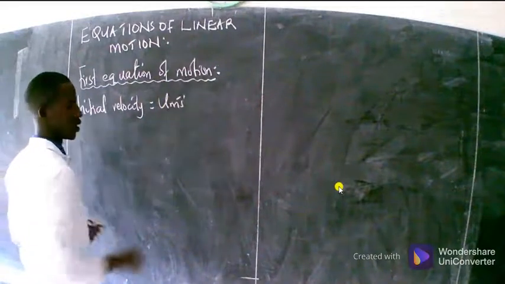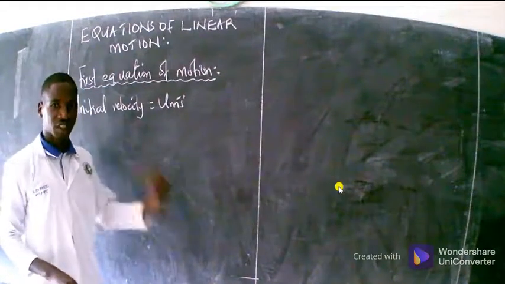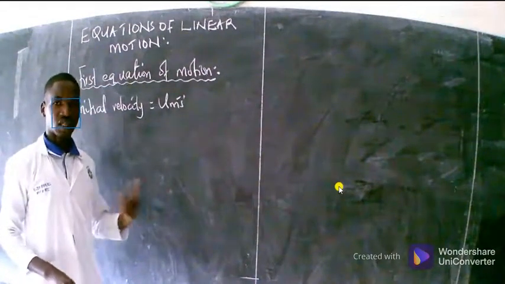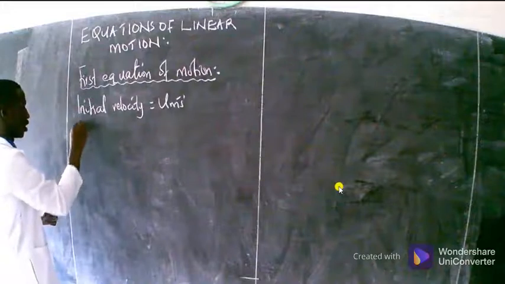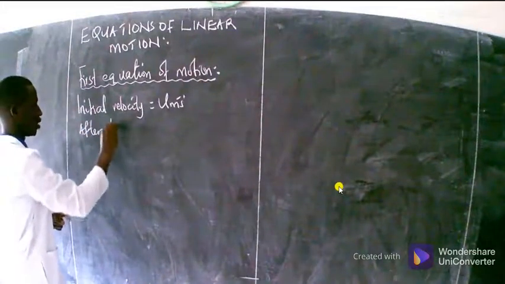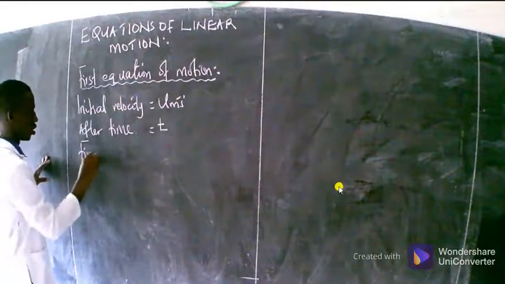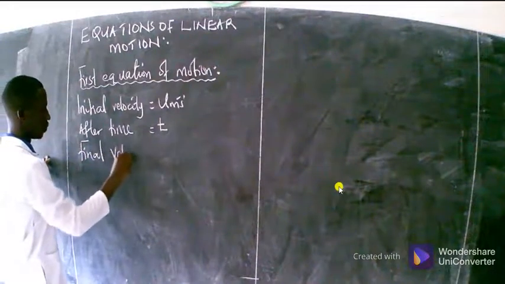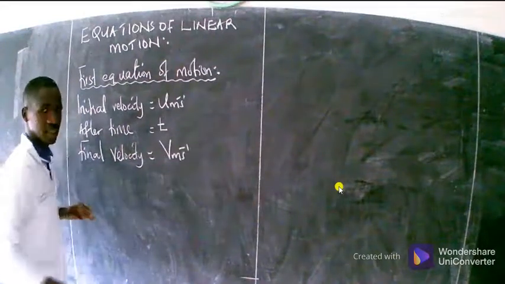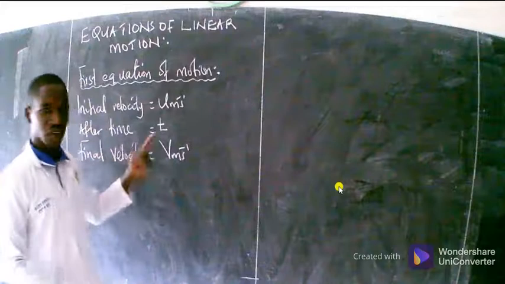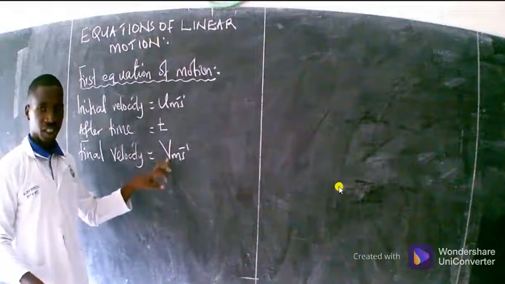So a body started with initial velocity u, and it moved for a certain time t, and its velocity increased or reduced to v, that becomes our final velocity. We're saying after time equals t, the final velocity became v meters per second. So a body started with initial velocity u, it moved, and its velocity changed to v in time t.